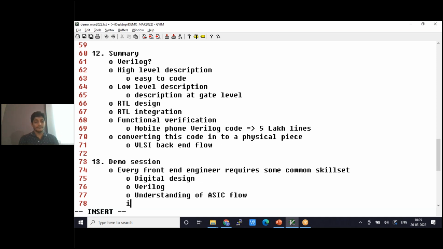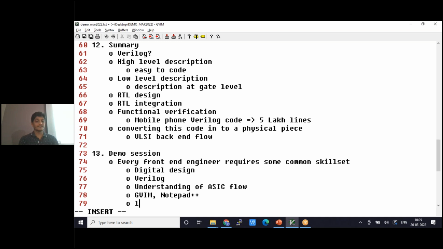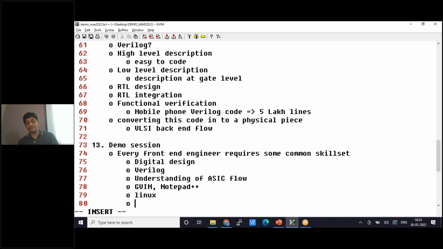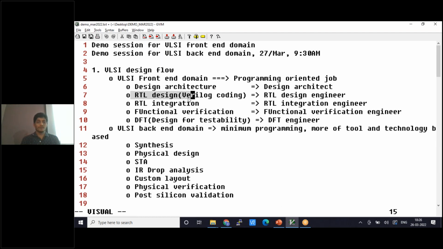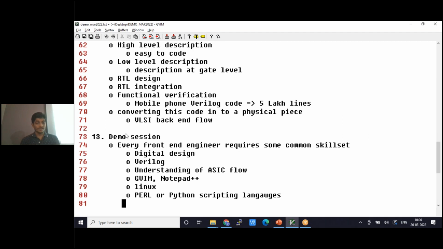Other than that, there are some miscellaneous skills. You should be good with text editors like GVim or Notepad++. You should also be good with Linux, because all the projects when you get into the job happen in the Linux operating system. Like right now, what operating system am I using? Right now I'm using Windows to teach. But when you get into the job, the work you do will be in Linux. Other than that, you'll have to learn either Perl or Python scripting languages. So every front-end engineer, whether from RTL design, RTL integration or functional verification, and even a DFT engineer to some extent, will require all these common skills.